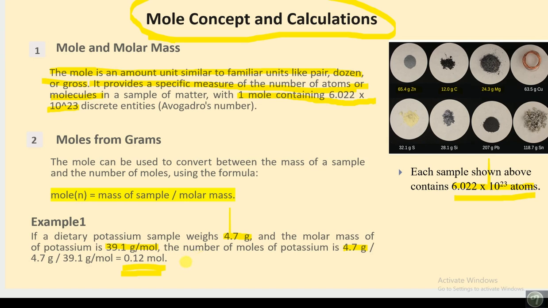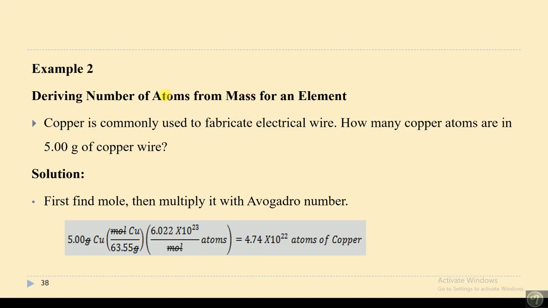Example 2 is just, I think, to find the number of atoms. All right. Copper is commonly used to fabricate electrical wire. How many copper atoms? Number of atoms. So let me first find the mole.